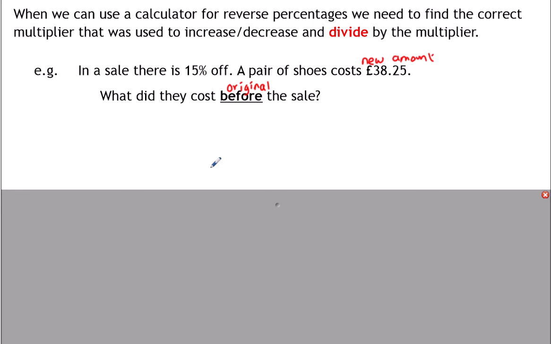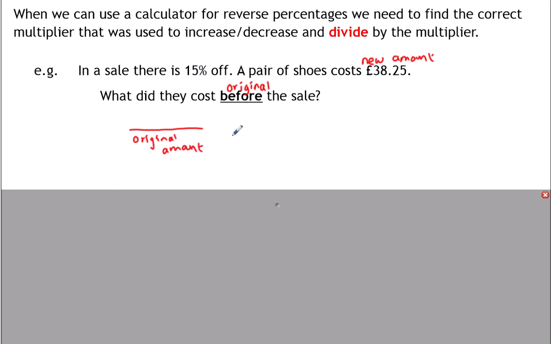Some people have trouble spotting when it's reverse. A reverse question is any time that you're going back in time. So what was it before it increased? What was it before it decreased? What was it last year? What was it last week? Now, how would that look then? So this is the original amount. This is the missing number.